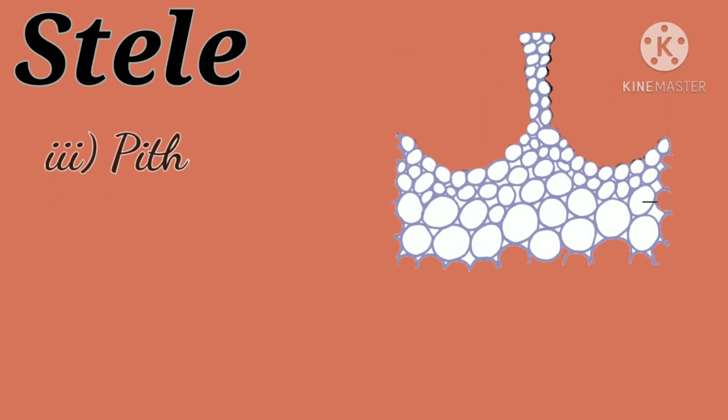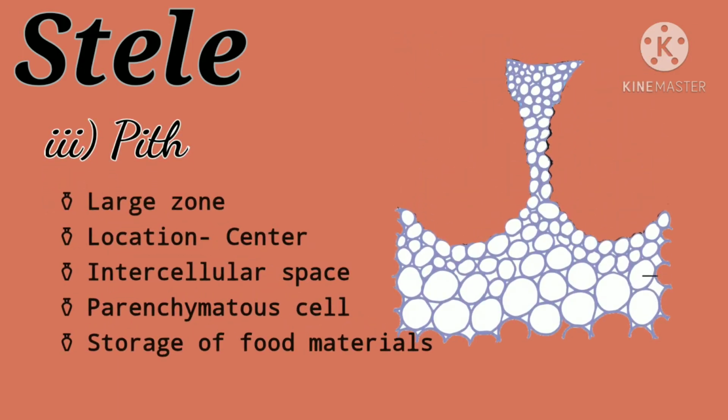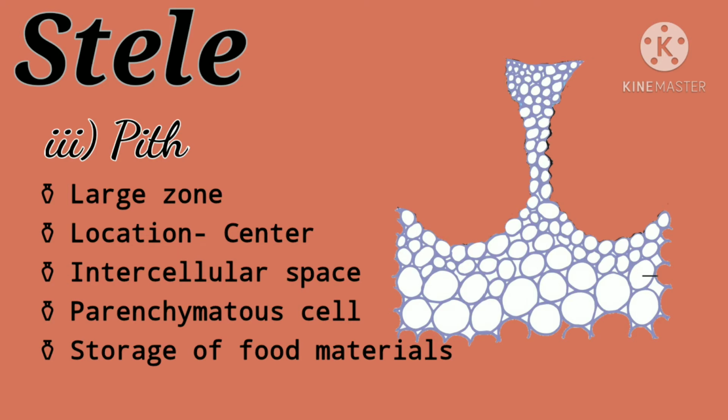The last layer in stele is pith. Pith is a large zone located at the center of the dicot stem with intercellular spaces. The pith is made up of parenchymatous cell and also used for the storage of food materials.